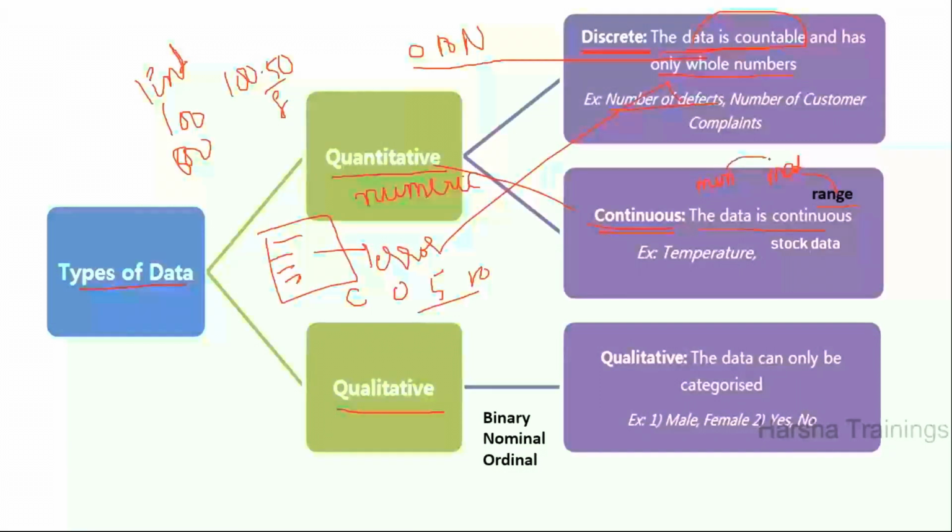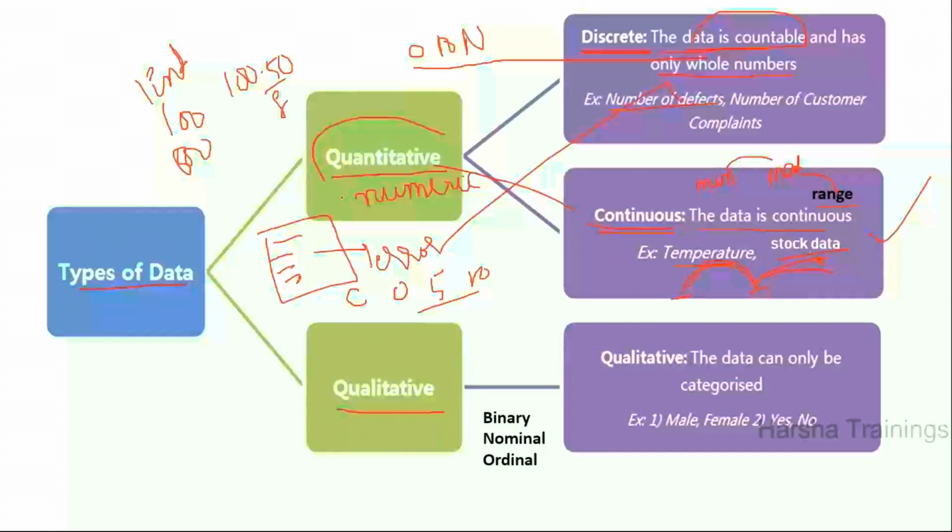Here the data may not be represented as a single point. Here the data will be represented as fluctuating between a minimum range and a maximum range. Now another example of continuous data is stock market data. Here the data may not be fixed per second. Every second the data will change. This kind of data is called continuous data.